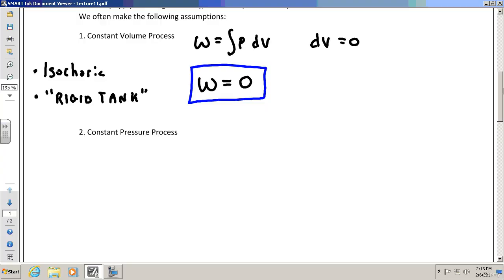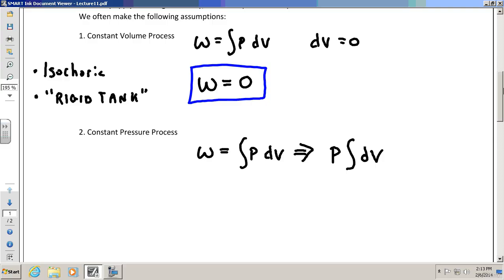Okay, how about the next one? This one's also very simple. Constant pressure process. In this case, work is equal to integral P dV, like always. But if it's a constant pressure process, how can you simplify this integral? If P is constant, how can you simplify the integral? Pull it out, right? You learn that in calculus, right? If you have a constant, you don't have to keep it in the integral. So then what you really have is this, right? You really have P integral dV.